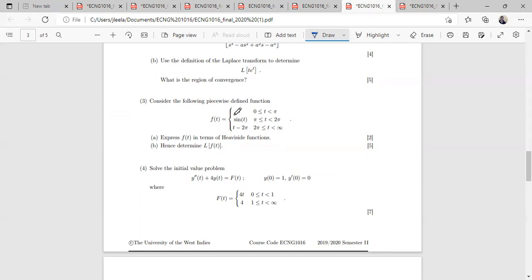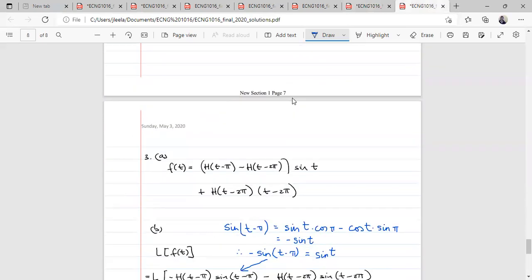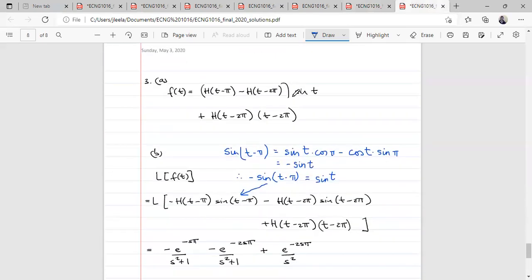So this part here won't give us any contribution. The second part and the third part is where we get any contributions from. So for the second part, the function is defined to be sine t, and the two endpoints are pi and 2 pi. So you'll have the Heaviside t minus pi, the left endpoint, minus the Heaviside t minus 2 pi, the right endpoint, multiplied by sine t.